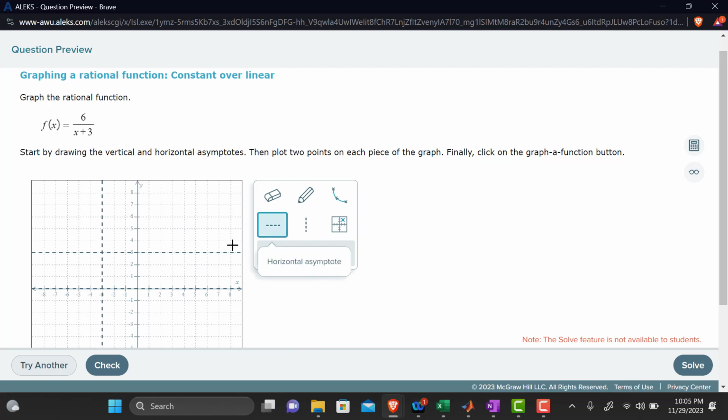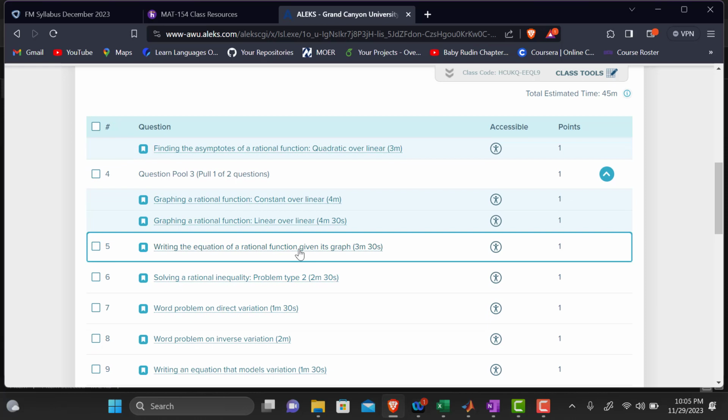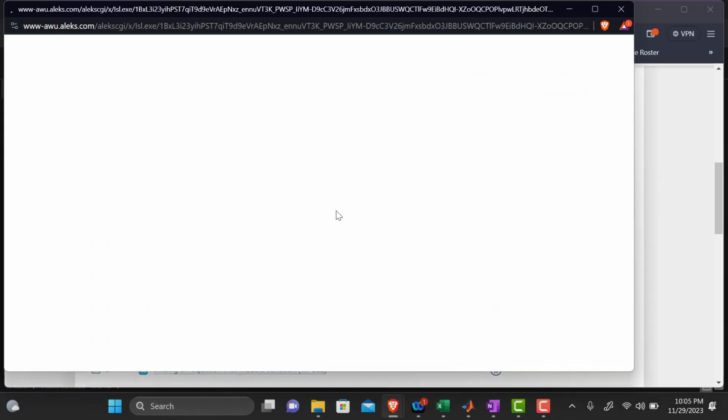And now what I would suggest doing is, what does it say? It says start by drawing the vertical and horizontal asymptotes, then plot 2 points on each piece of the graph, meaning you need to pick 2 x values on the left side and 2 x values on the right side of the vertical asymptote. So 2 values left of -3, 2 values right of -3. I'll leave those ones for you guys. Those should both be very similar for number 4. Let's look at number 5.